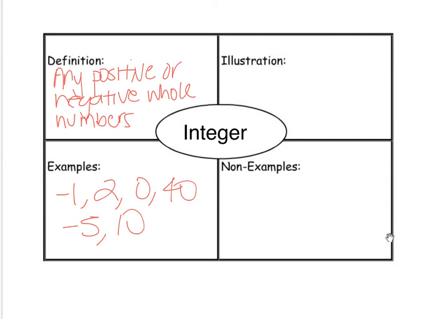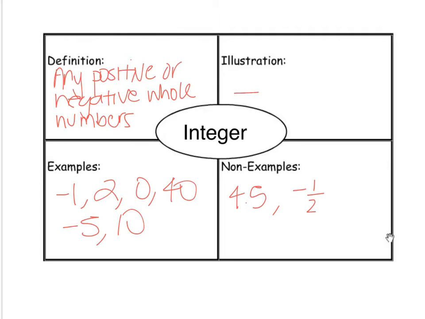Non-examples are anything like 4.5 because that has a decimal and decimals are not included in an integer. Another non-example is -1/2. The fact that it's negative makes it somewhat of an integer, but fractions are not integers. So anything with a fraction or decimal is not considered an integer.